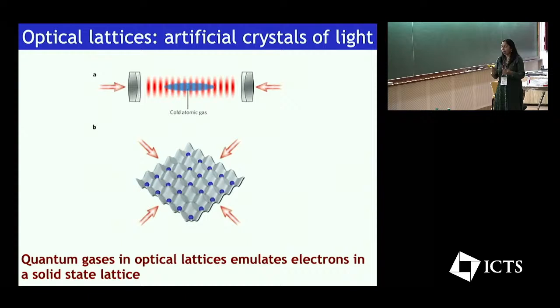So to have quantum simulation, we use what is called an optical lattice. Now, what is an optical lattice? If you have a laser beam and you retroreflect it, you have a standing wave pattern. And you can actually trap atoms in this standing wave pattern. This will emulate electrons in a solid state system. So quantum gases or Bose-Einstein condensate in an optical lattice emulate electrons in a solid state system. So it's like a quantum simulator.